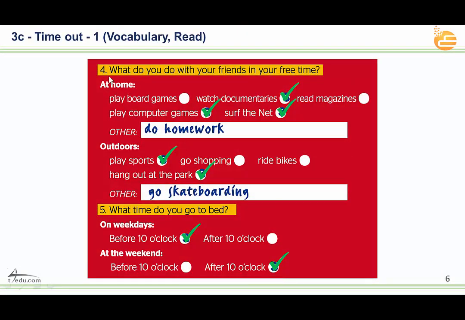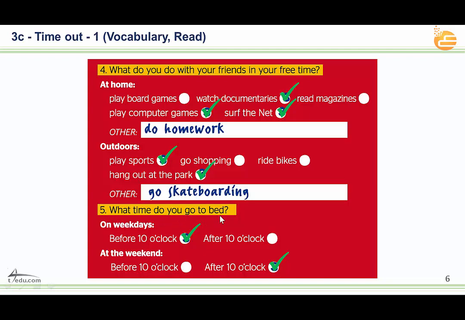Next, let's continue. Number 4, what do you do with your friends in your free time? At home and outdoors. Let's start with at home. Play board games? No. Watch documentaries? Jay said yes. Read magazines? No. Play computer games? Yes. Surf the net? Yes. Other? Do homework. Outdoors? Play sports? Yes. Go shopping? No. Ride bikes? No. Hang out at the park? Yes. Other? Go skateboarding.